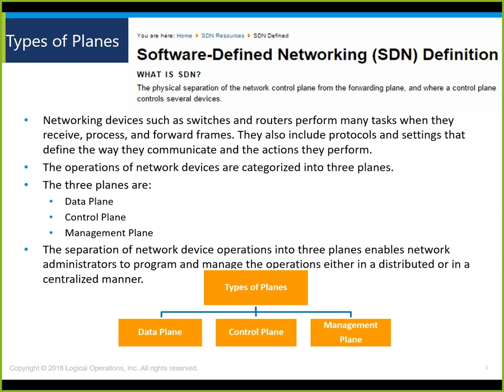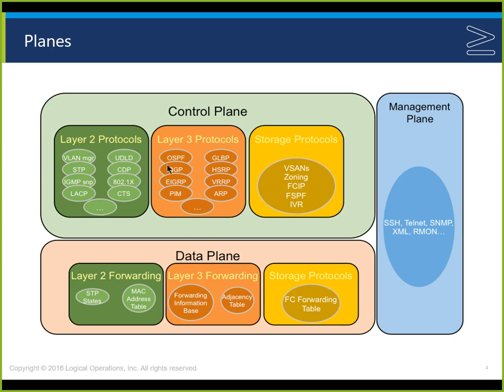The control plane would be maybe like where the routing protocols run, and the data plane would be maybe where the switching tables are themselves. It can be categorized in these things. Separation of the network into the operation of 3 planes enables the administrators to program and manage operations in either of these.